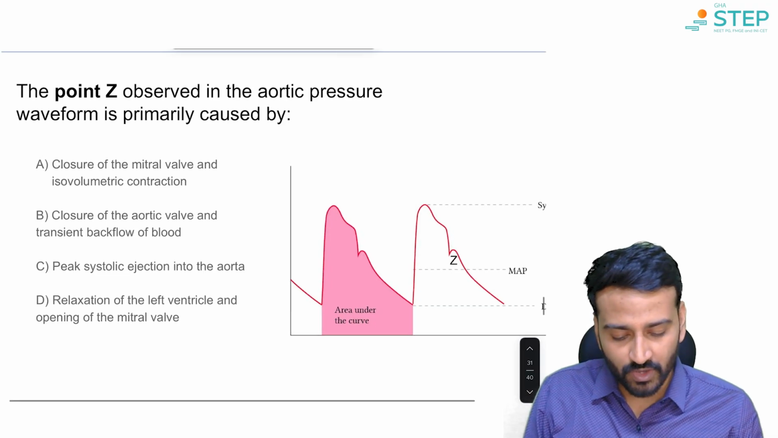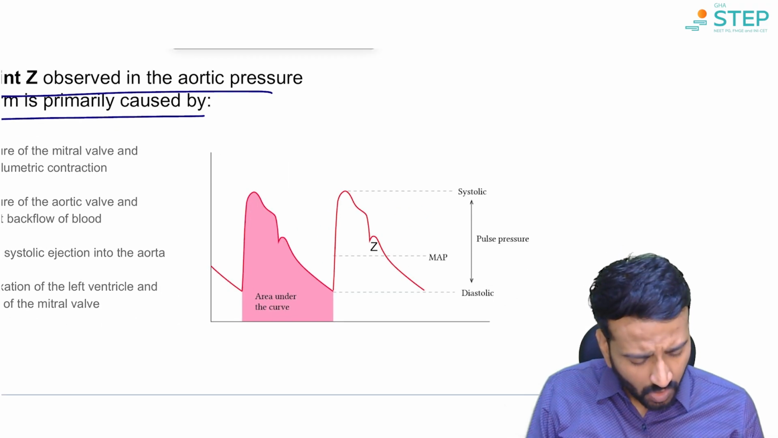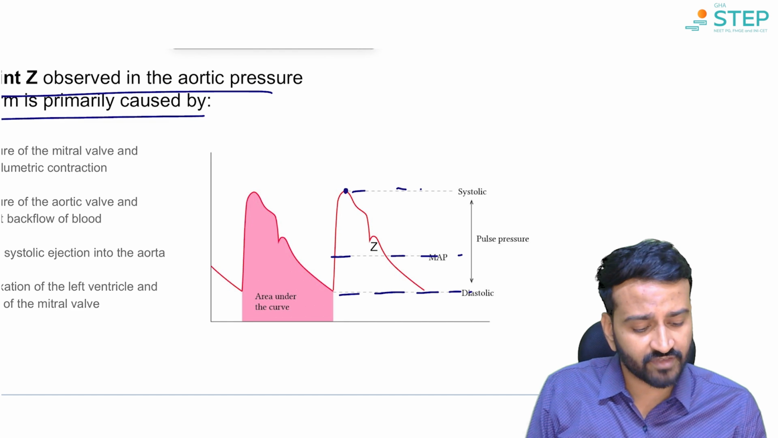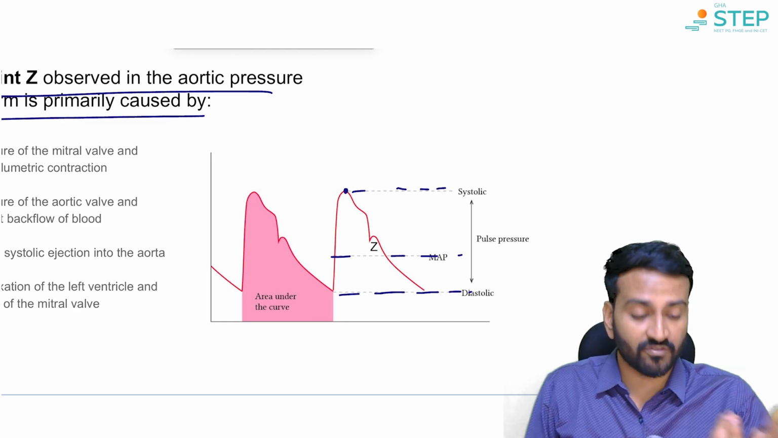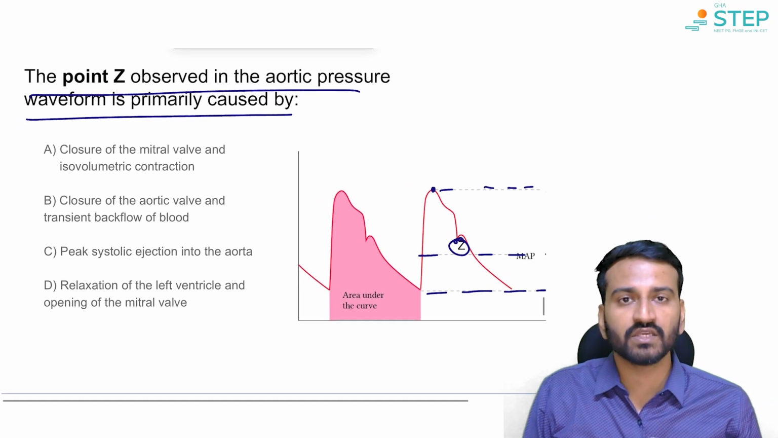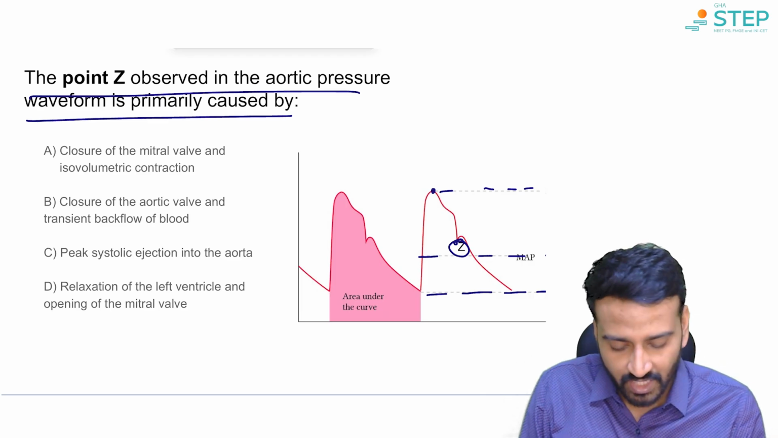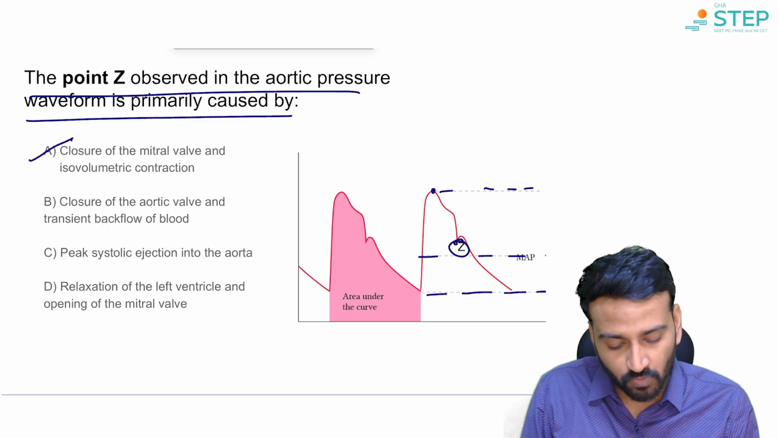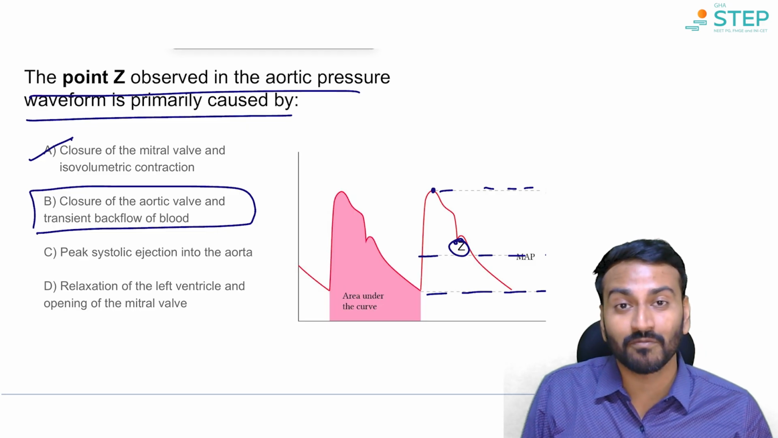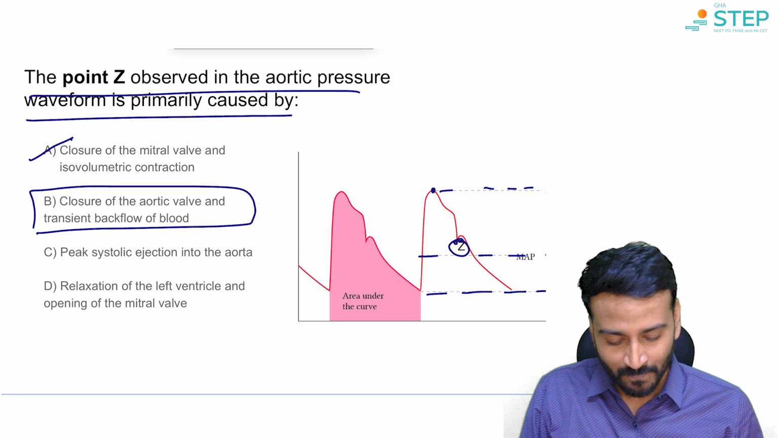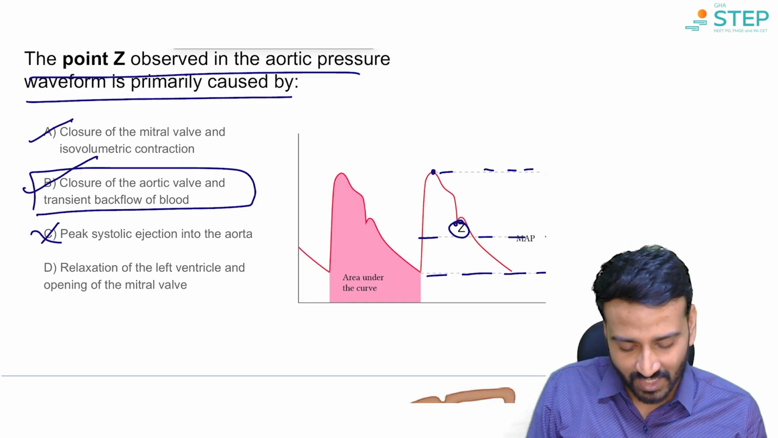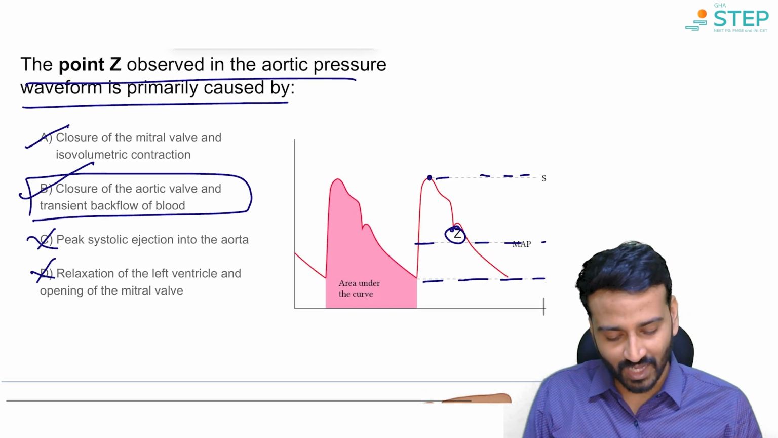Perfect. The Z point observed in the aortic pressure waveform is primarily caused by, see here, this point is systolic, this is mean arterial pressure, and this is diastolic for the aortic waveform. And at the Z point, there is a dip in the pressure. That means something is transiently decreasing the pressure in the aorta. Closure of mitral valve is not related to the aorta at all. Closure of aortic valve and transient backflow of blood is necessary for coronary artery blood flow, right? The only arteries which are filled in diastole. So this is the correct answer. Peak systolic ejection into the aorta? No. Relaxation of the left ventricle and opening of mitral, not related. Perfect. The answer is B.